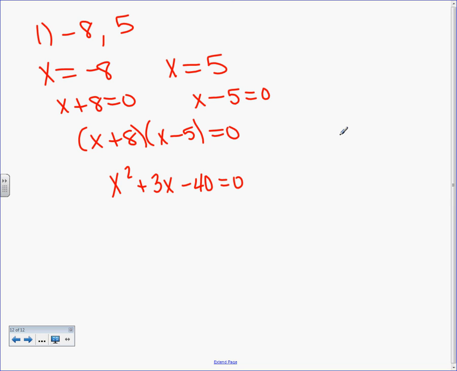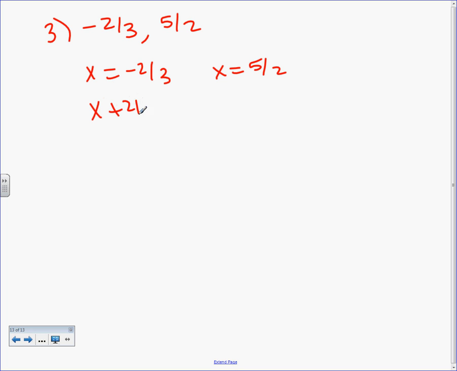You should get x squared plus 3x minus 40 equals 0. If you don't, say something. Are you guys okay? Fine? That's in descending order. It's equal to 0, so it's probably good. That's standard form. Okay? Let's do the next one.